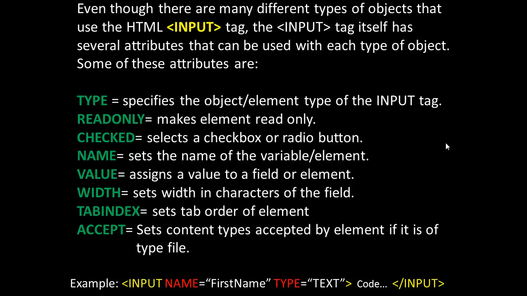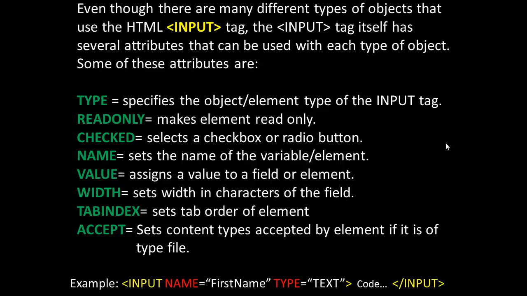Some of these attributes are type, which specifies the object or element type of the input tag, read-only, which makes an element read-only, checked, which selects a checkbox or radio button, name, which sets the name of the variable or element, value, which assigns a value to a field of the element, width, which sets the width in characters of the field, tab index, which sets the tab order of the element, and accept, which sets content types accepted by the element if it is of the type file.